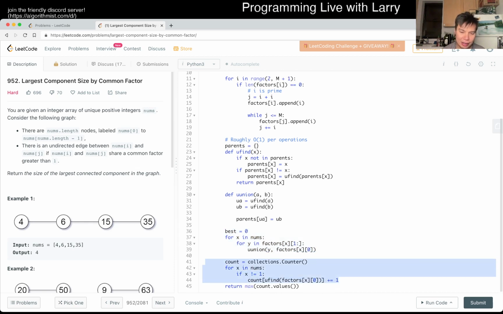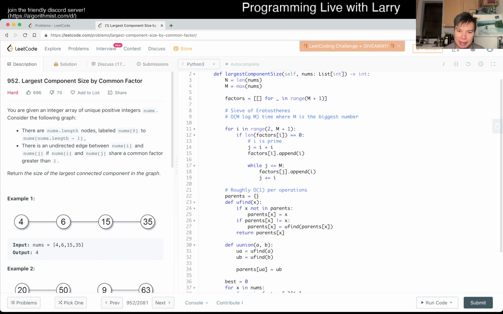And then here it's just O of n, right? So that means that this is going to be dominated by this, which is O of m log m time. And for space, this is factors, which is also O of m log m space is the way that we did it, because we put all the factors together.